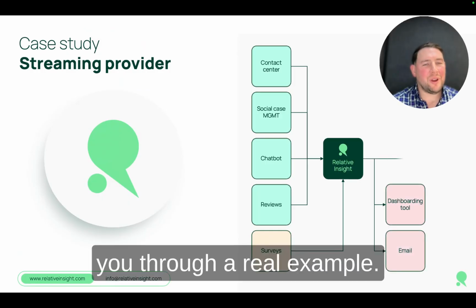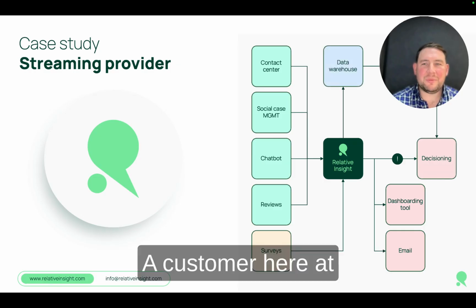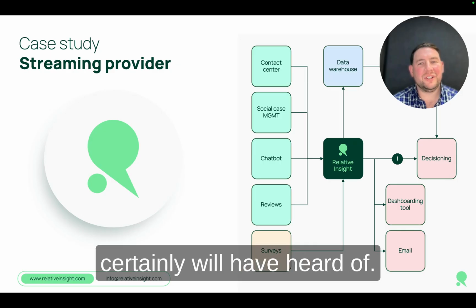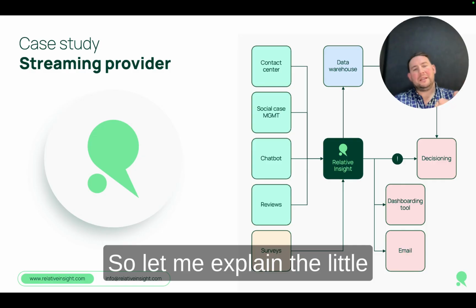Now I'd like to take you through a real example, a customer here at Relative Insight. These guys are a well-known streaming provider that you certainly will have heard of. So let me explain the little schematic on the right.